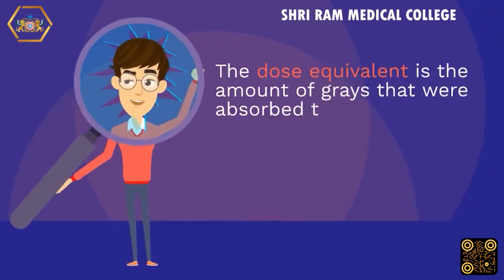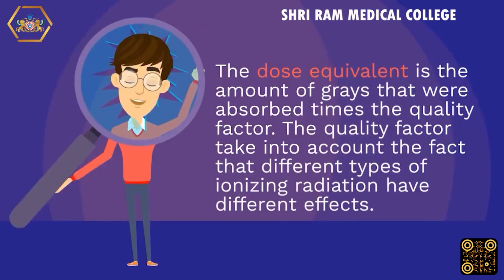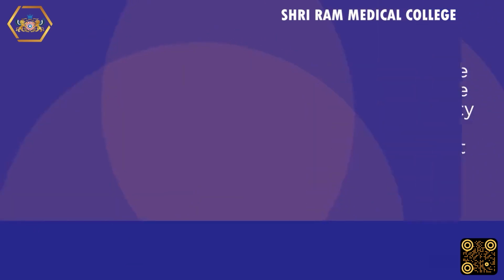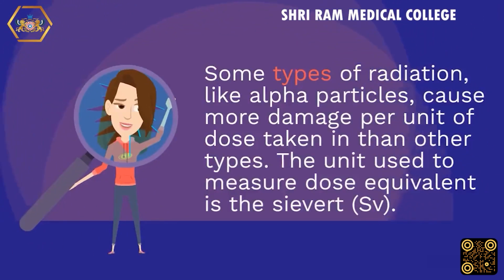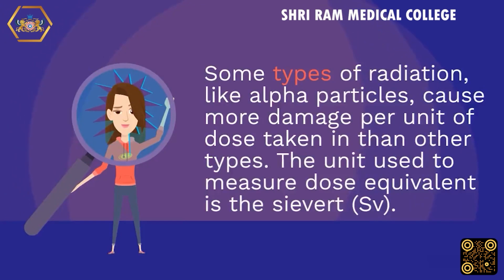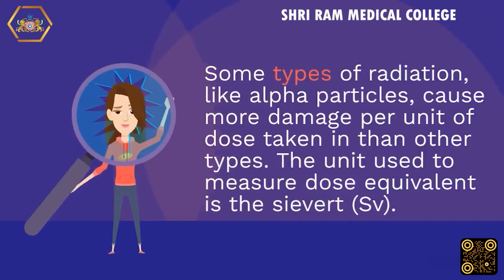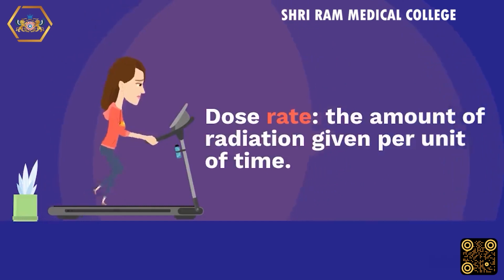The dose equivalent is the amount of grays that were absorbed times the quality factor. The quality factor takes into account the fact that different types of ionizing radiation have different effects. Some types of radiation, like alpha particles, cause more damage per unit of dose taken in than other types. The unit used to measure dose equivalent is the sievert, Sv. Dose rate, the amount of radiation given per unit of time.